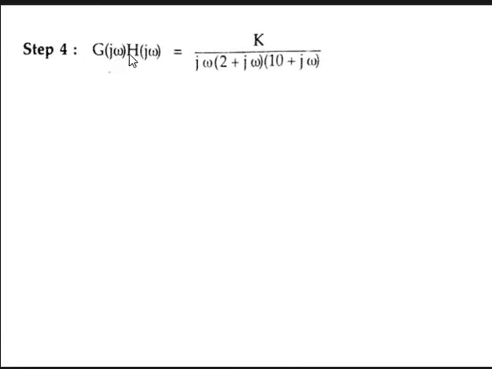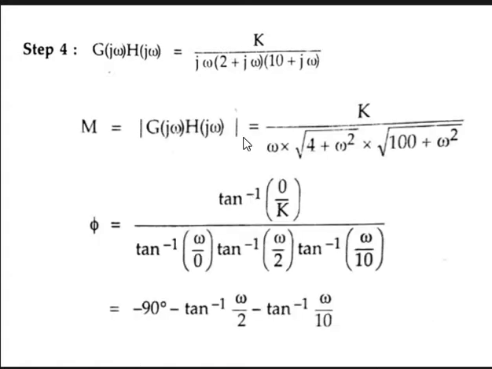Next is step 4. The given function G(s)H(s) becomes G(j omega)H(j omega), which is nothing but K by this function. So replace s as j omega and calculate the magnitude and phase angles. Why? Because the Nyquist plot is nothing but a combination of polar plots. If you draw the polar plot, magnitude and phase both are required, so we calculate the magnitude and phase formulas. So this is the magnitude formula and this is the phase formula. Now section 1, section 2, section 3 and section 4 polar plots are required. Combining all these polar plots, we can get the Nyquist plot.